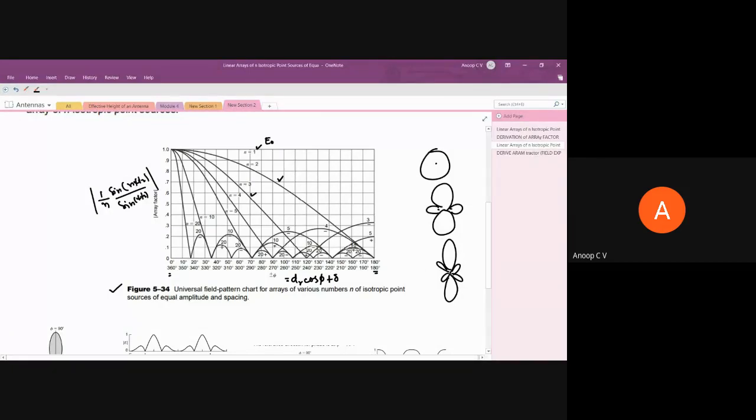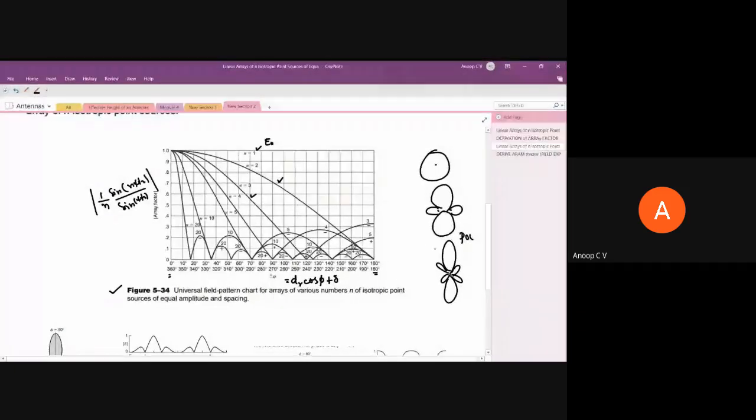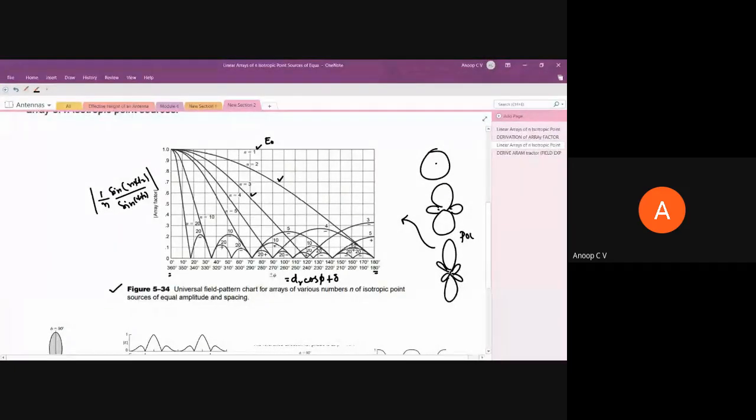The same thing which is in polar form is represented here in Cartesian form. Along the x-axis we have angle 0 to 180 and reverse 0 to minus 180. And this is our array factor. As it is normalized, the maximum is 1. If it was not normalized, the maximum would have been n. So this is the universal field pattern chart for arrays of various numbers.